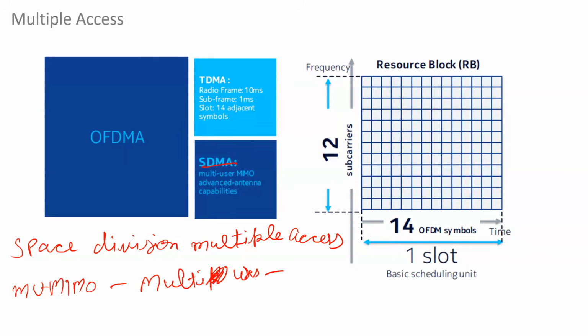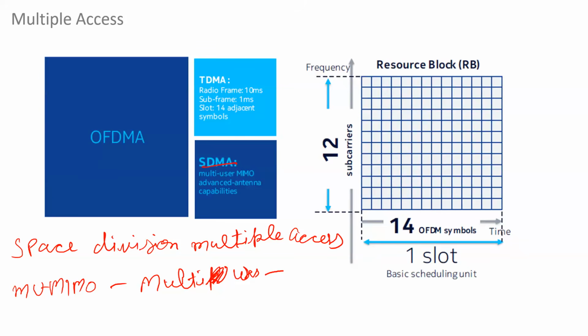What is multi-user multiple input, multiple output? It means you can provision MIMO for more than one UE simultaneously. You can share the same radio resources with more than one user simultaneously. This is not a new concept. We have multi-user MIMO in current LTE as well, but the scale of multi-user MIMO will be much larger, and the deployment will be very common in case of 5G as compared to LTE.